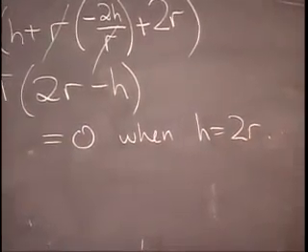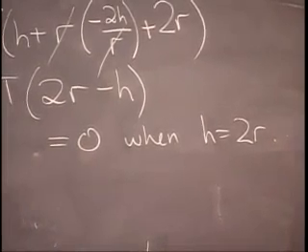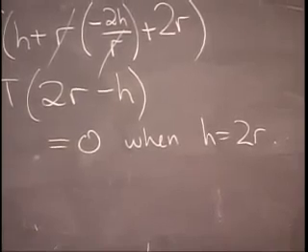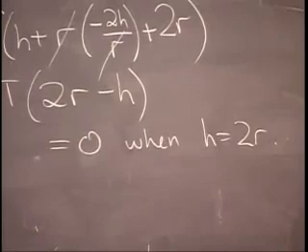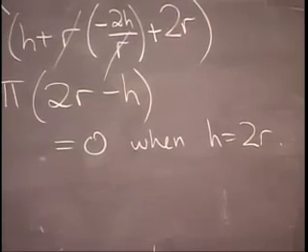We don't know what r or h is. We don't know what either of them are. But we know that the critical point occurs when the height is twice the radius, i.e. the height is the same as the diameter. So it's a sort of interesting roundabout way. The problem is, how do we know it's a minimum?